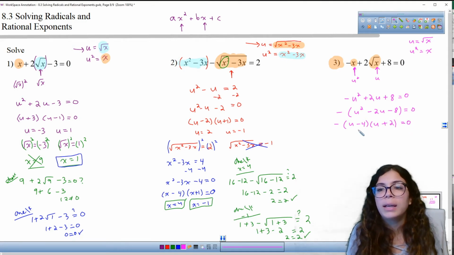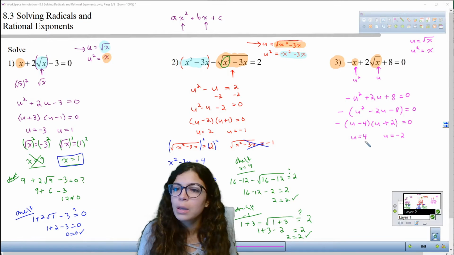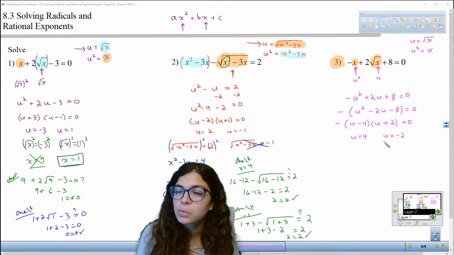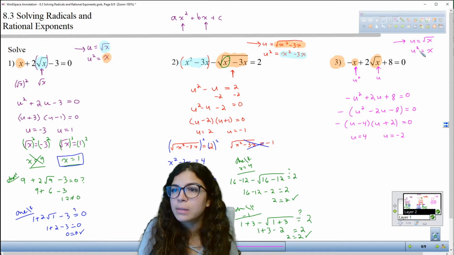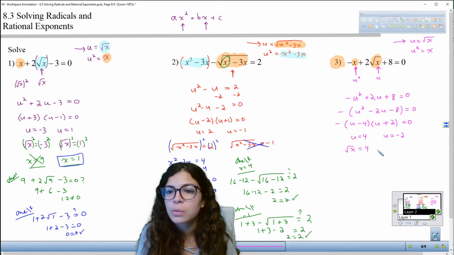And now I can go ahead and see that u equals 4 and u equals negative 2. So now that we have u solved, we have to go ahead and replace u back. U is the square root of x, okay? So the square root of x equals 4, and the square root of x equals negative 2.